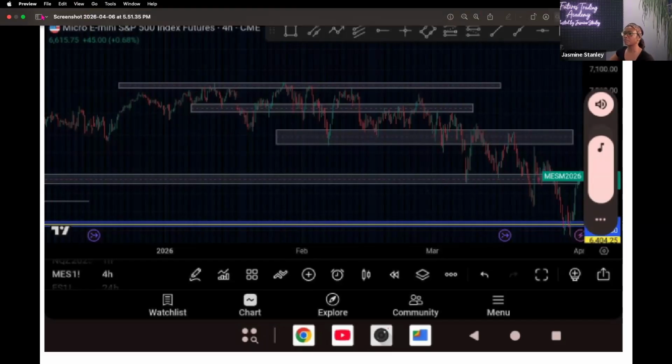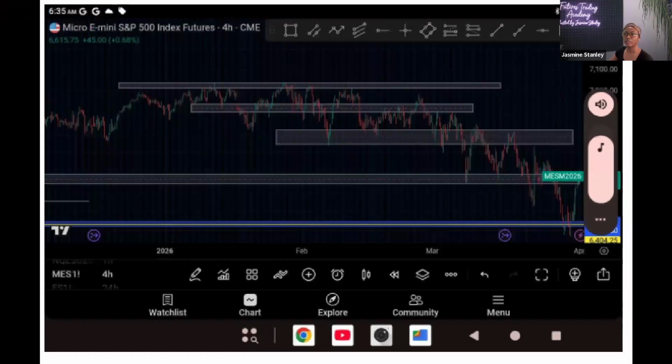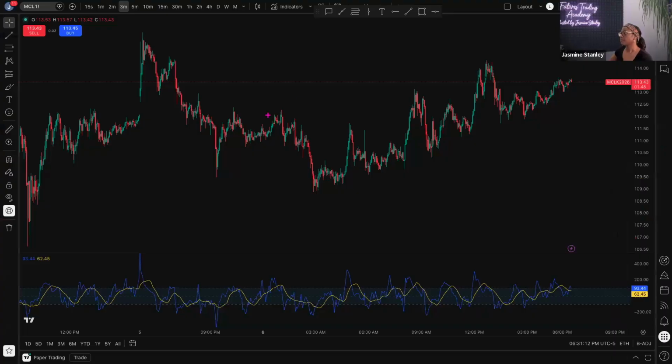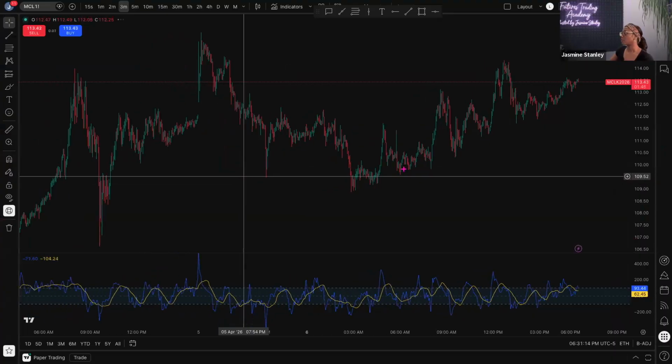Draw your levels through. Let me get off of her picture. Hold on. Oh, I gotta clean this desktop. It's so bad. Okay, so go through there.